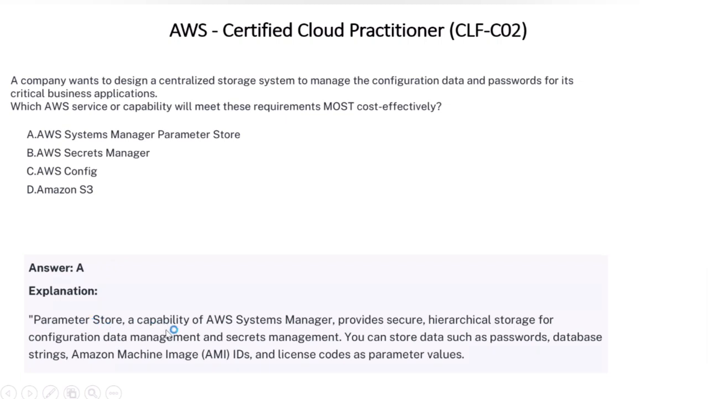Parameter Store, a capability of AWS Systems Manager, provides secure, hierarchical storage for configuration data management and secrets management. You can store data such as passwords, database strings, Amazon Machine Image IDs, and license codes as parameter values.